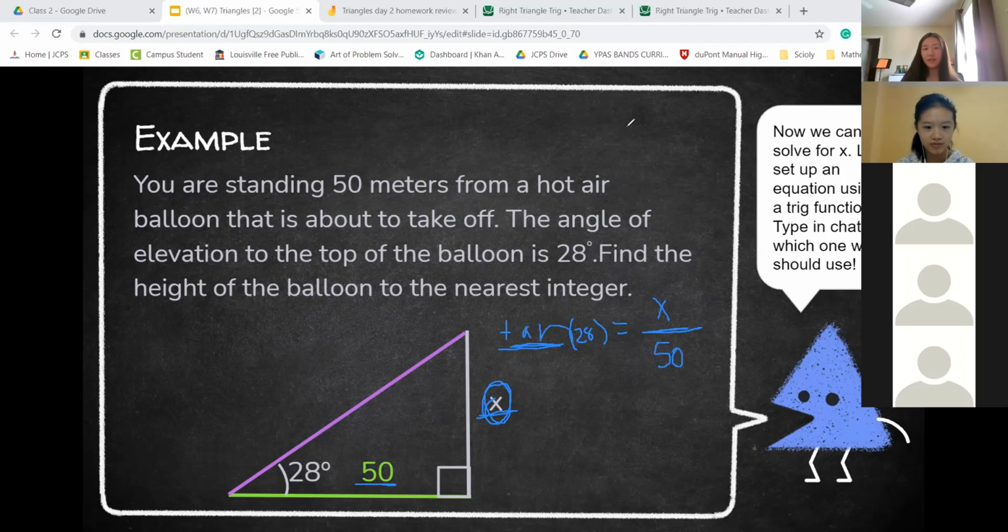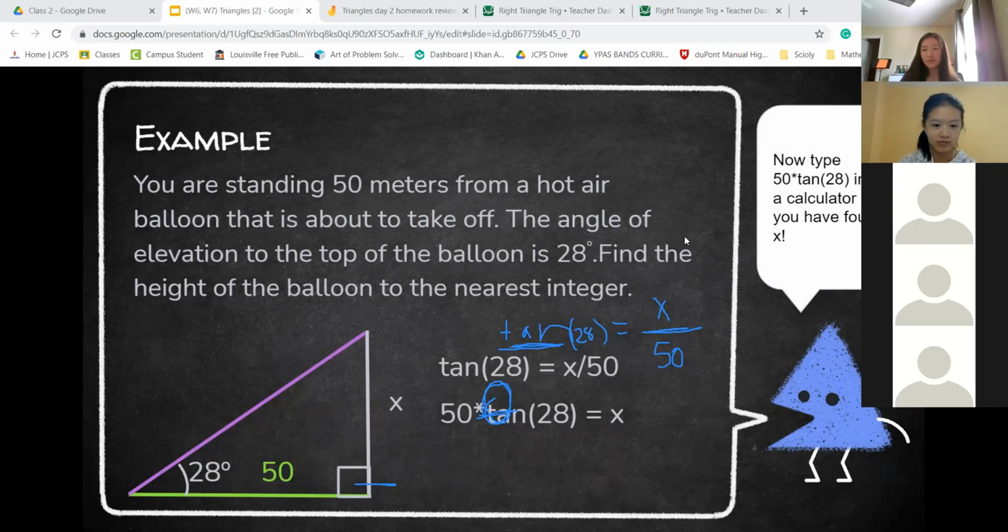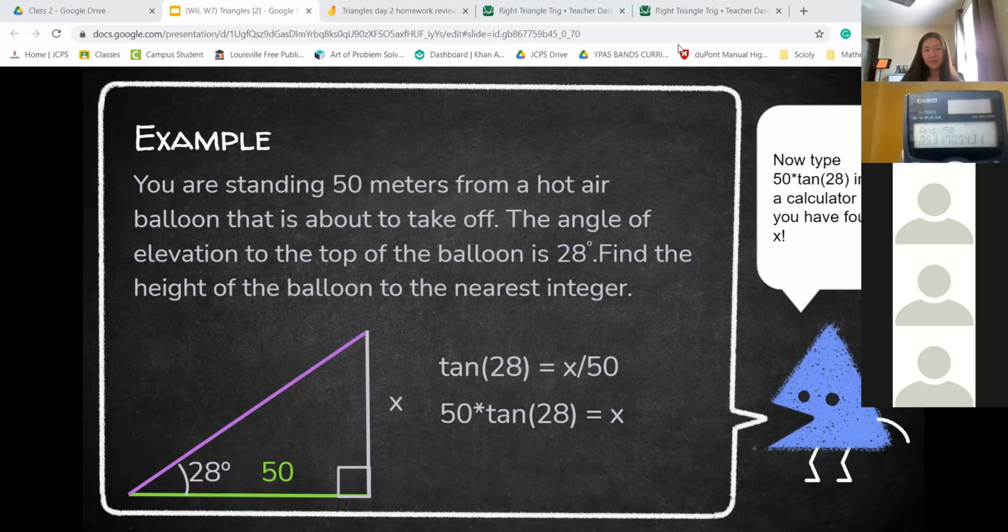So you would do tangent of 28 equals x over 50. Now you just have to use a calculator because you don't really want to do this by hand. And Amy is showing us the answer. Then we multiply both sides by 50 once we do tangent. So it would be tangent 28 times 50. And the answer would be, I can't read it because I'm pointing it at the screen. Just negative 14. 26 point something.